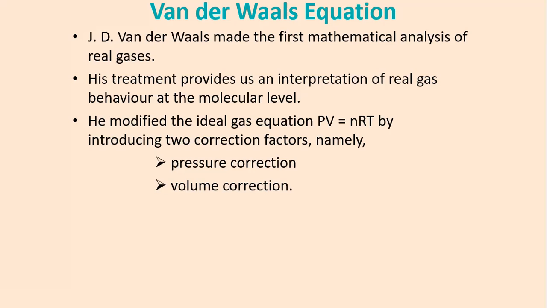We already know what is meant by a real gas, that is ideal and non-ideal. We discussed that in the previous video session. He also modified the ideal gas equation. We all know the ideal gas equation is given by PV equals nRT. In that, P refers to pressure, V is the volume, n is the number of moles, R is the gas constant, T is the temperature.